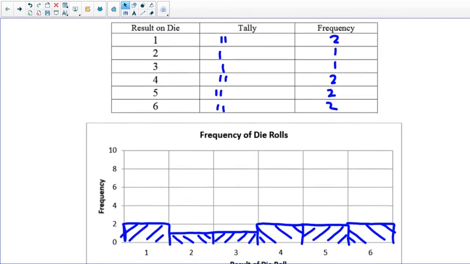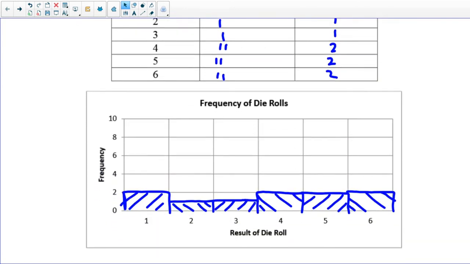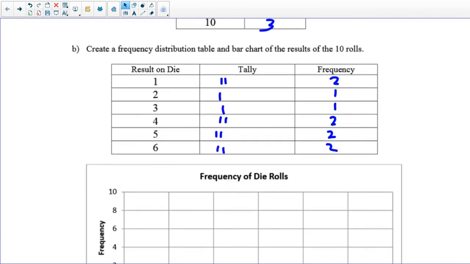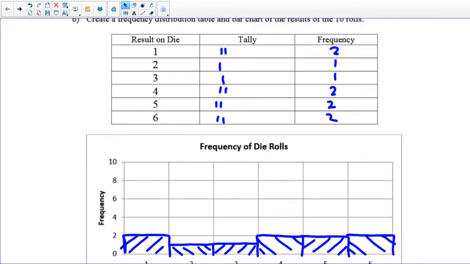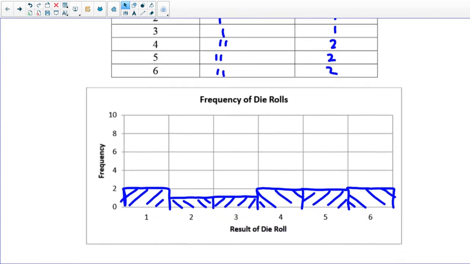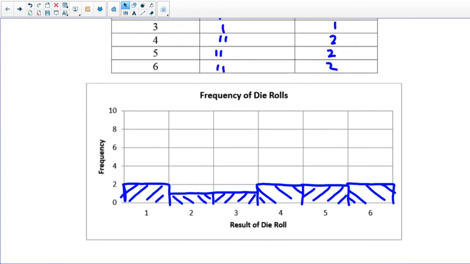And I didn't discuss the type of graph to make. I was kind of hoping that you'd be able to figure it out from having seen these kinds of graphs before. When you have a frequency chart like this, you usually use a bar graph to demonstrate how many things we got. What are the totals? So this is the result of the die roll. How many times did a 1 show up? The frequency tells you how many times. So a 1 showed up twice, 2 showed up once, 3 showed up once, 4 twice, 5 twice, 6 twice. And that should match that frequency table.